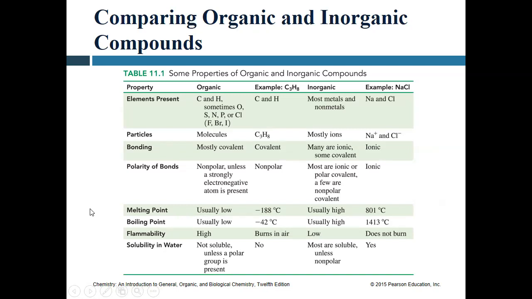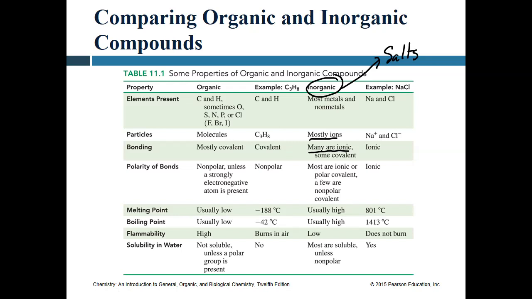Table 11.1 in your text gives a good description of where we can compare these to each other. In terms of elements, organic compounds are usually carbons and hydrogens. We also see oxygen and some of those other elements in there as well, and some halogens from time to time. Whereas with inorganic compounds, I feel like we have to quantify this. Most of the inorganic compounds that we're talking about are salts, because we're talking primarily about ionic compounds. While not every inorganic compound is ionic, most of them are.